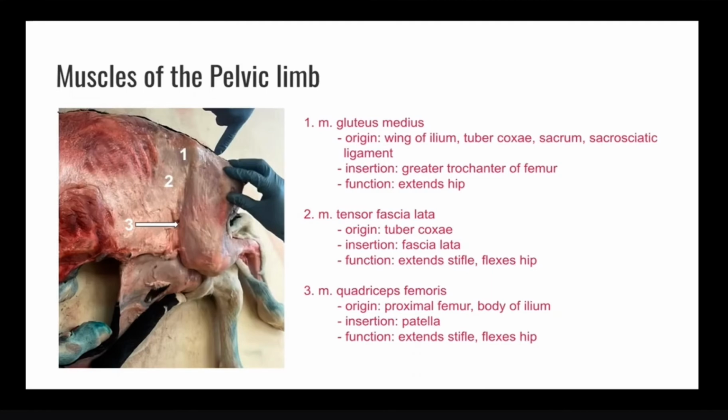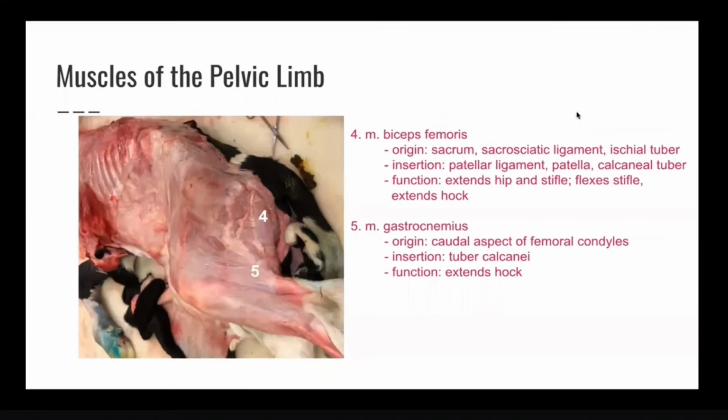The quadriceps femoris originates from the proximal femur and body of the ilium. It inserts into the patella, and its function is also to extend the stifle and flex the hip. The biceps femoris originates from the sacrum, sacrosciatic ligament, and ischial tuber. Its insertion is at the patellar ligament, patella, and calcaneal tuber. The more cranial aspect of the biceps femoris extends the hip and stifle, while its more caudal aspect flexes the stifle and extends the hock.